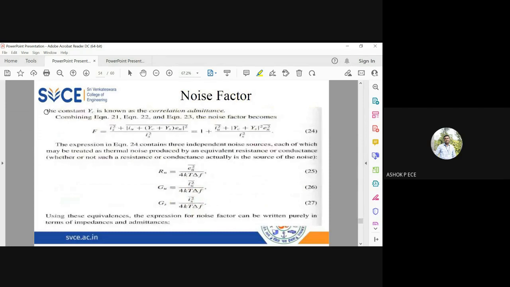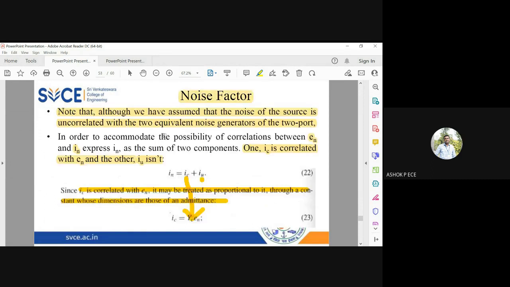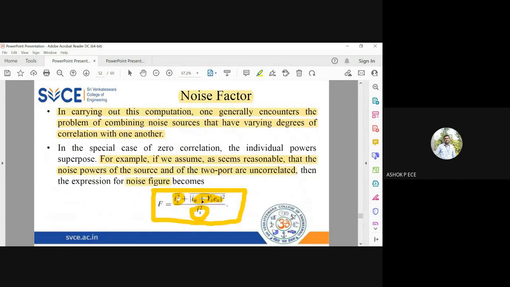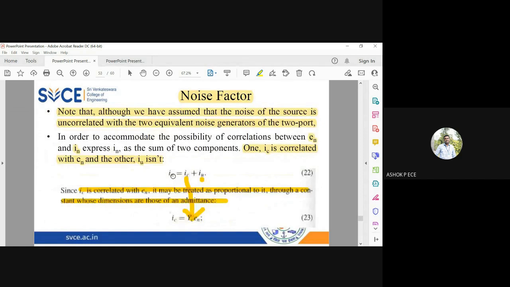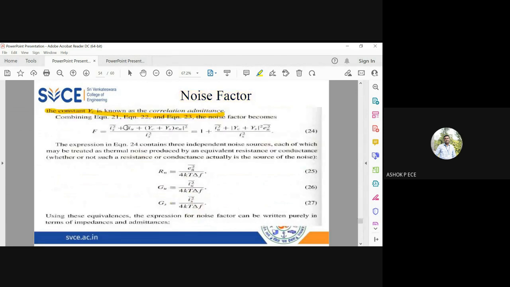And the constant is called the admittance correlation. So that the noise factor thus becomes, in this equation you see IN plus YS into EN. I am writing IN as IC plus IU, and substituting IC as YC into EN and substituting that here. So IS square plus, substituting everything here, and I am relating this here. So you can see the equation.